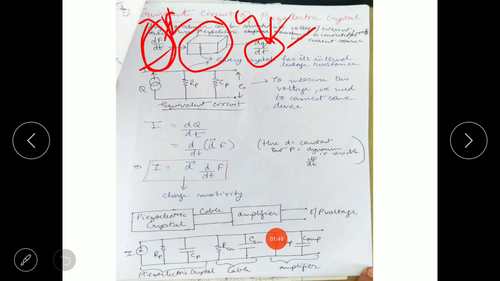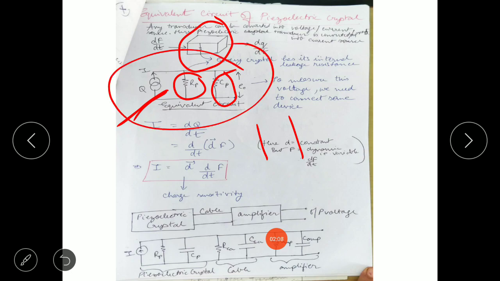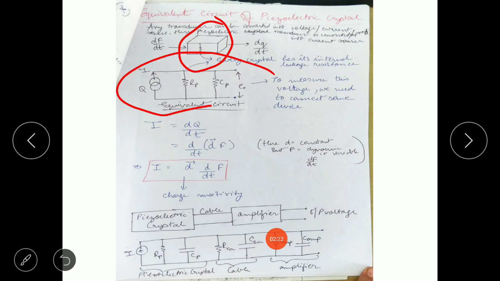Now piezoelectric crystal has internal leakage resistance. As I have told you, piezoelectric crystal works as a capacitor. It will have capacitance value Cp, as well as internal leakage resistance, which is Rp, and this Q is denoting the charge, or you can say this is the current source. In a current source, the resistance and so on are connected in parallel with the current source. Similarly, the internal resistance and capacitance of the piezoelectric crystal are connected in parallel with this current source. So this whole is the equivalent circuit of the piezoelectric crystal. This is the charge that gets generated, or the current that comes out of the piezoelectric crystal.